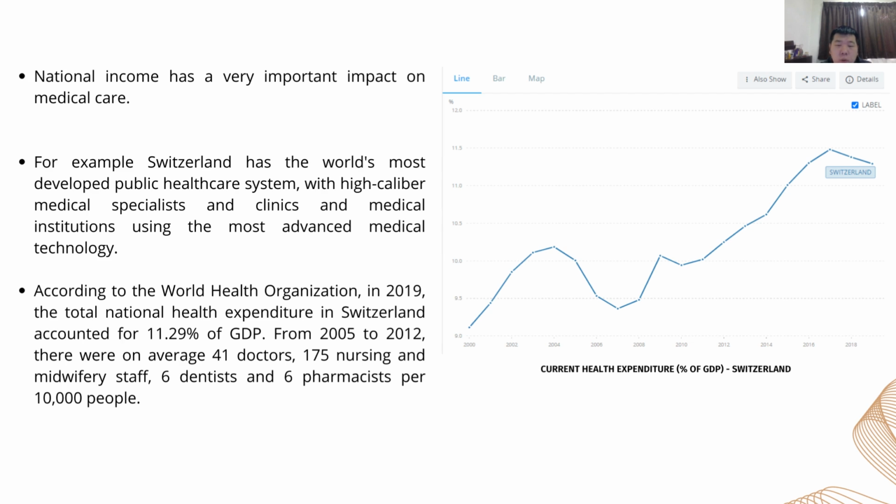For example, Switzerland has the world's most developed public health care system with high-caliber medical specialists and clinics and medical institutions using the most advanced medical technology. According to the World Health Organization in 2019, the total national health expenditure in Switzerland accounts for 11.29% of GDP. From 2005 to 2012, there were on average 41 doctors, 175 nursing and midwifery staff, 6 dentists, and 6 pharmacists per 10,000 people.